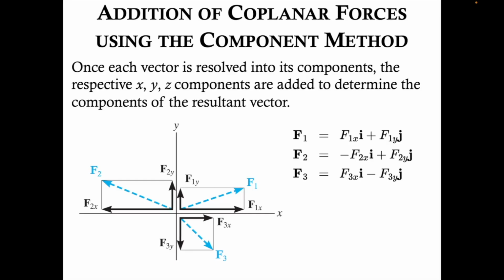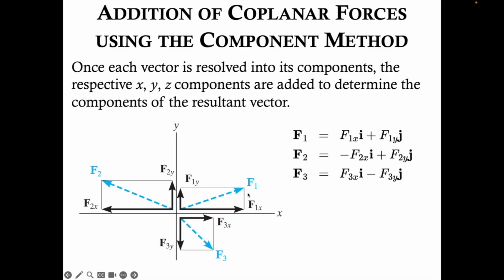Once each vector is resolved, separated into its components, the respective x, y, z components are added to determine the components of the resultant vector. So we're separately adding the x components, separately adding the y components, and separately adding the z components to find the components of the resultant vector. So let's take this scenario as an example.